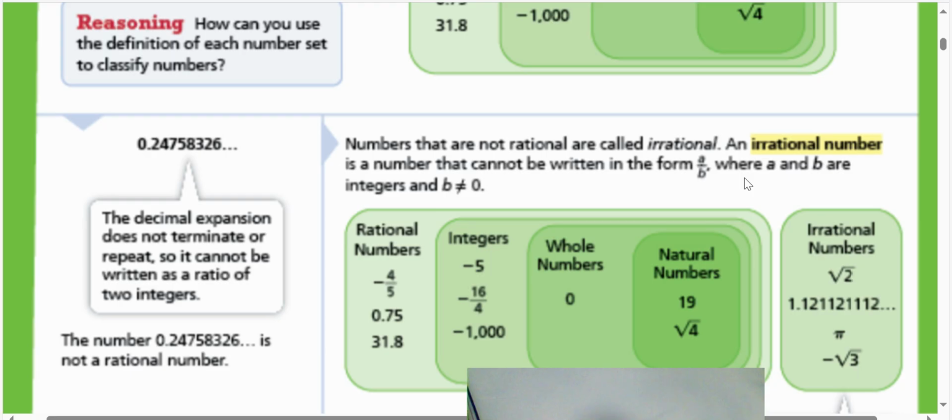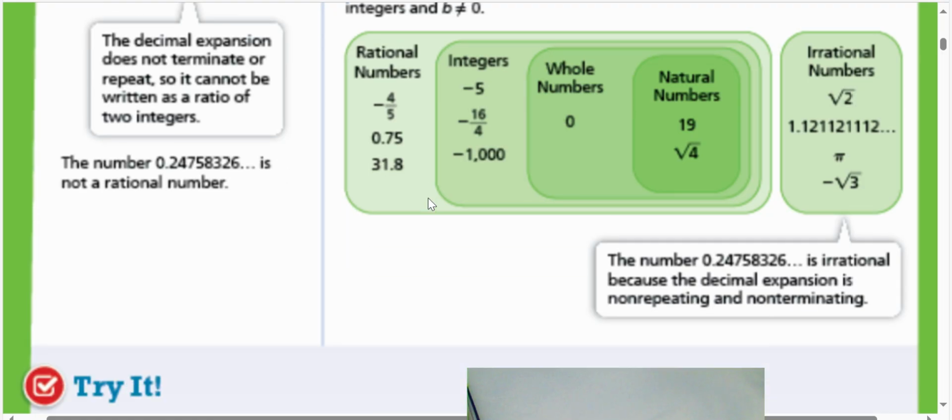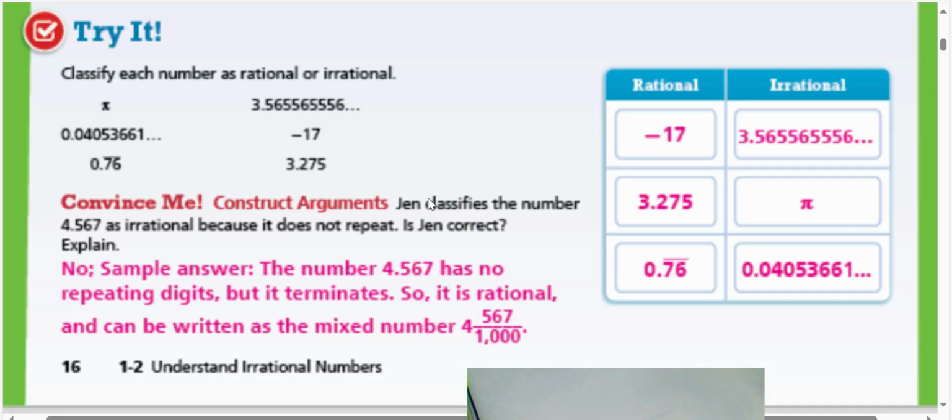And also the next question here: why does it belong to irrational numbers? Because we can't find the exact result. Square root of 3 belongs to irrational numbers also. Try it, we can complete this example. Negative 17 belongs to rational numbers. This number is an irrational number, 5 6 5 5 6 5 5 5 6, not repeating, so it is irrational.